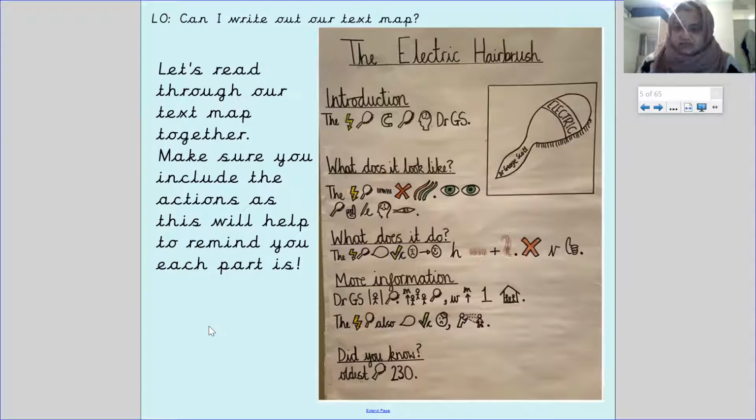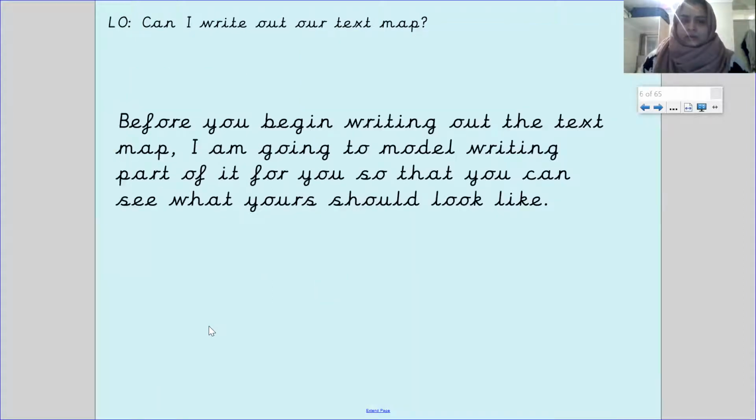Okay. Now, you should have done actions with that, but if you didn't remember the actions, you're more than welcome to pause the video now and go back to last week's video and just look at it again. Okay. Now, before you begin writing out the text map, I am going to model writing part of it for you so that you can see what yours should look like.